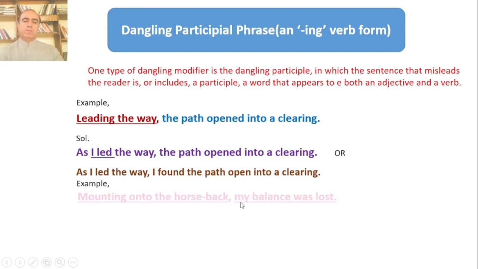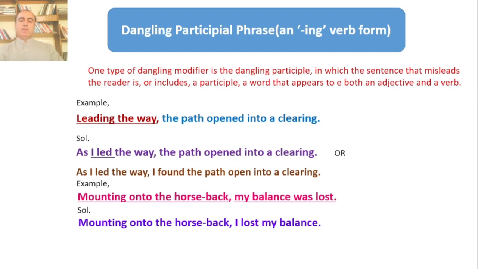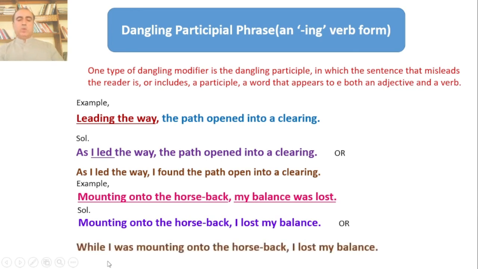There is another example. Mounting onto the horseback, my balance was lost. Now, who was mounting onto the horseback is missing. My balance was lost is not like a purse, wallet, pen, pencil or bag that one loses. It could be like this: My mounting onto the horseback, I lost my balance. This is appropriate. Or there can be more changes: While I was mounting onto the horseback, I lost my balance.